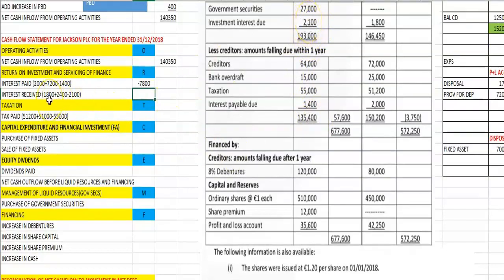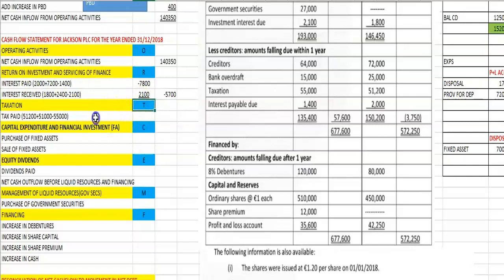So if you start with the amount due at the beginning of the year, add on this year's investment interest, and take away the amount due at the end of the year, that will tell you how much you've received during the year, in this case €2,100. And in the cash flow statement, you're interested in money in, money out. Is that all right? So that's why you're trying to figure out what those figures are. Okay. So you just put those two together, and that will tell you then what the cash flow is from return on investment and servicing of finances, minus 5,700.